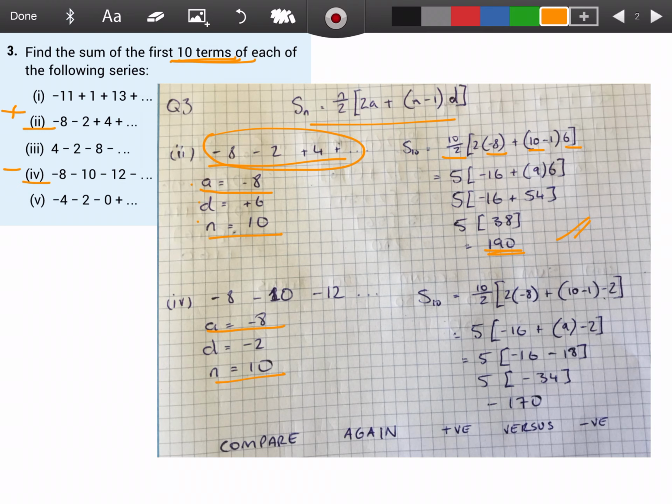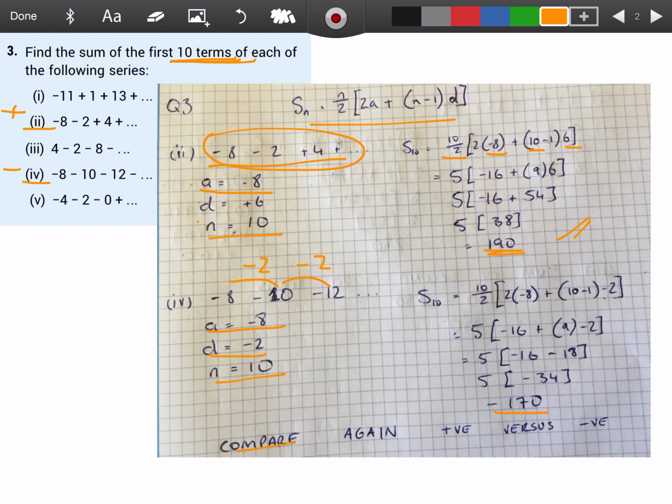Now in part 4, I've got a negative start value, and the negative value is increasing each time. You can see the d is minus 2. The common difference is minus 2 because I have to subtract 2 each time, so it's becoming a bigger negative number. We fill them in as we have done. I'm not going to run through it all again, and we end up with a value of minus 170. That's the first negative answer that you've seen.